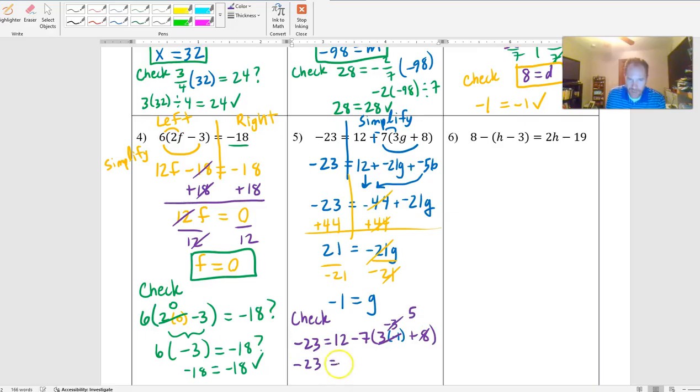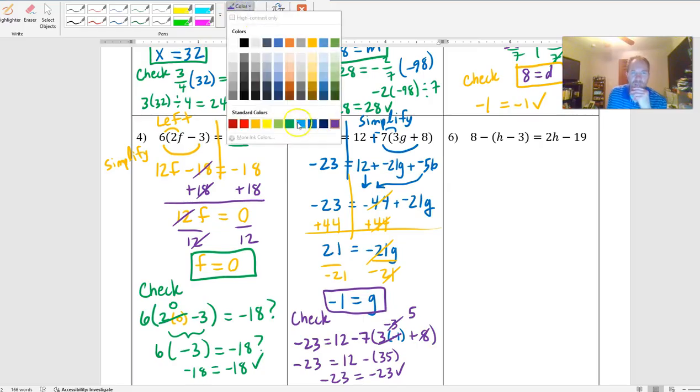So it'd be negative 23 equals 12 minus 7 times 5 will be 35. And that works. Negative 23. 12 minus 35 is a negative 23. So that works. Okay. Yeah, so there you go. It just goes to show sometimes the mistake is in the check step. I almost made a mistake in the check step. Okay. All right, one more for this video. Let's see how quickly we can get through this one.